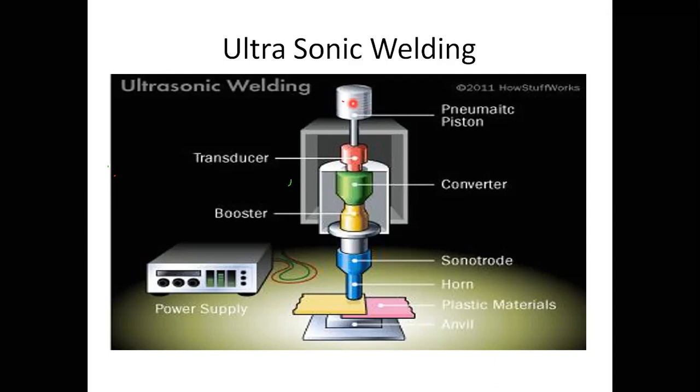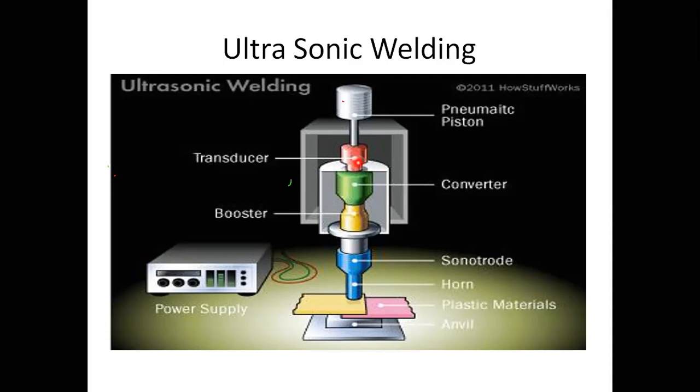This is the pressure piston, and then comes the transducer. Generally, a piezoelectric transducer is used here, and if we apply some AC current and the frequency of this AC current becomes much higher, then what happens? The piezoelectric transducer produces ultrasonic vibration. This is 20,000 to 30,000 hertz. This is not in the audible frequency range.